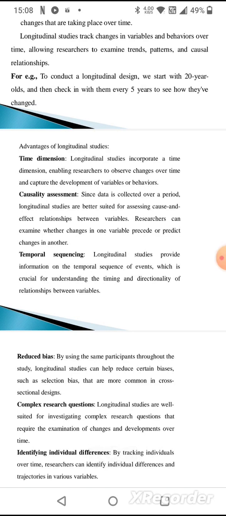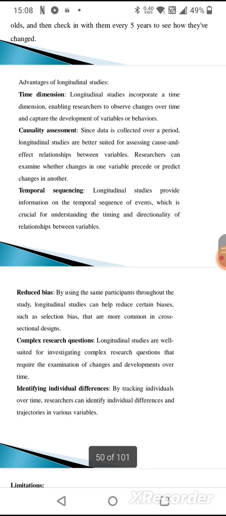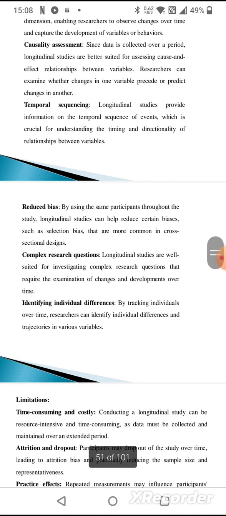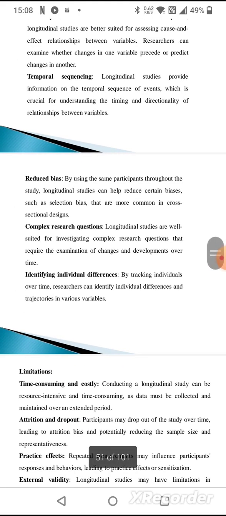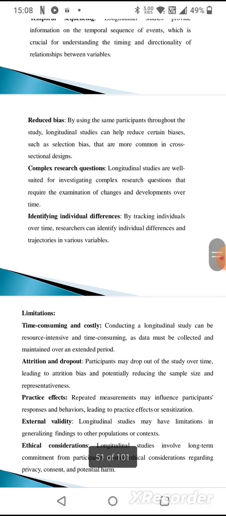Let us move on to the advantages of longitudinal studies. First is the time dimension, that is, they incorporate a time dimension enabling researchers to observe changes over time and capture the development of variables or behaviors. That is the main thing. And then causality assessment. Yes, we will be able to find the cause-effect relationship between the variables, and it also helps in sequencing, and it reduces bias. So there will be reduced bias in complex research questions, and it helps in identifying individual differences.